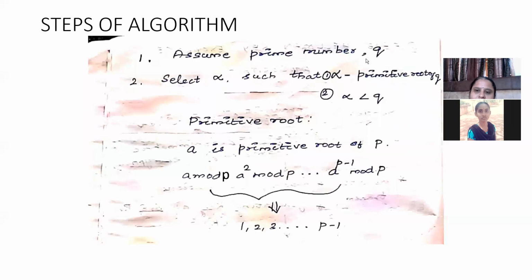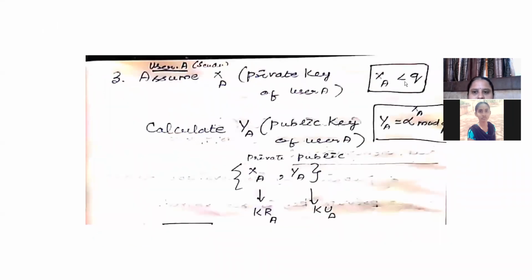So the first step, we are assuming one prime number, and the private key should be less than that prime number. You can assume any value less than that prime number as the private key. Next, he has to calculate the public key. Now, how to calculate the public key of user A?